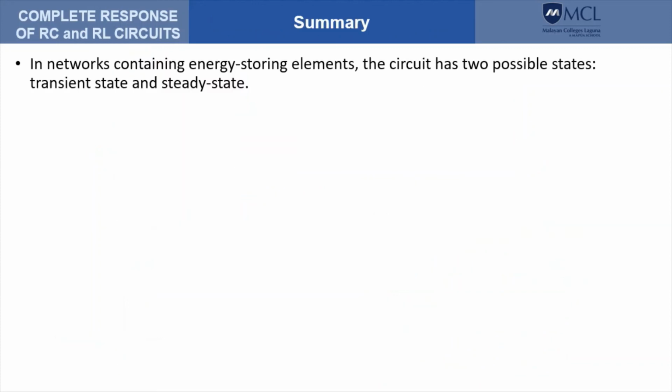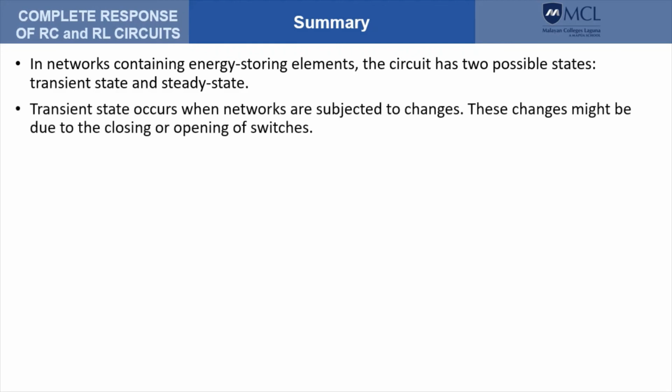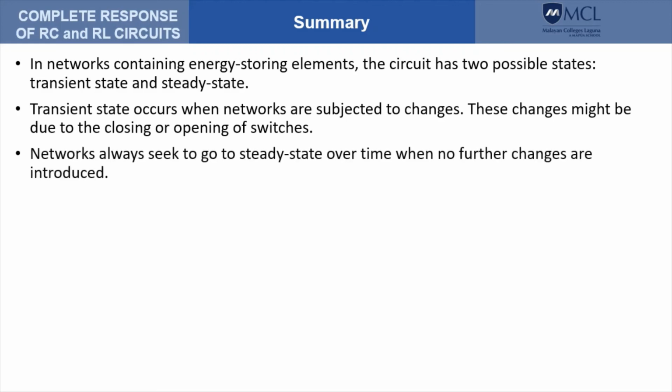In this video, we showed that there are two possible states for a network that contains energy storing elements. These are the transient state and the steady state. Transient state occurs when networks are subjected to changes. These changes could be the closing or opening of switches. Networks always go to steady state over time when no further changes are introduced to that network.